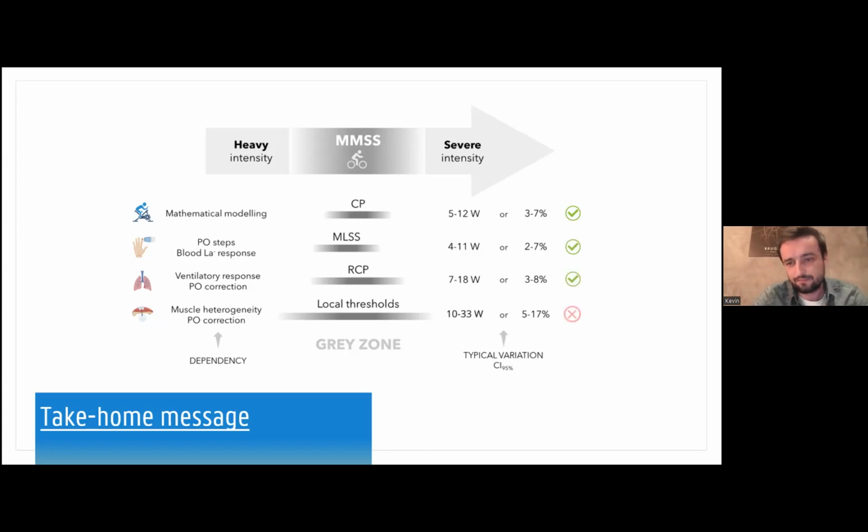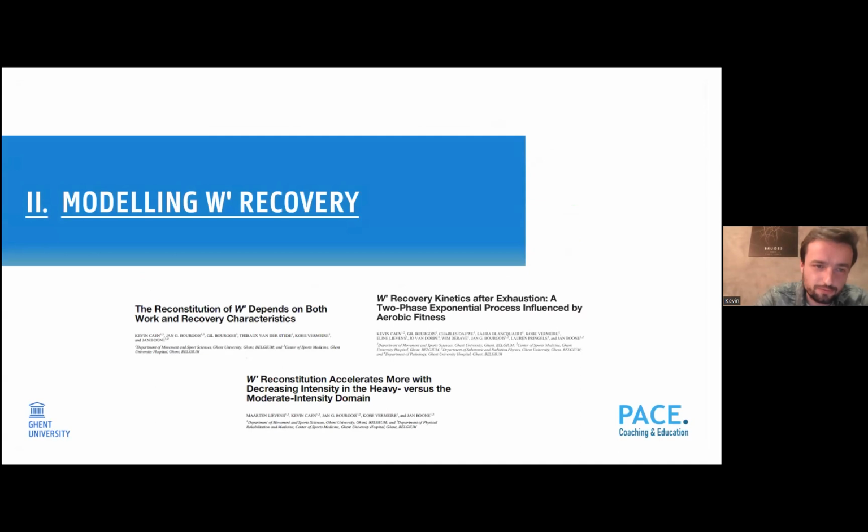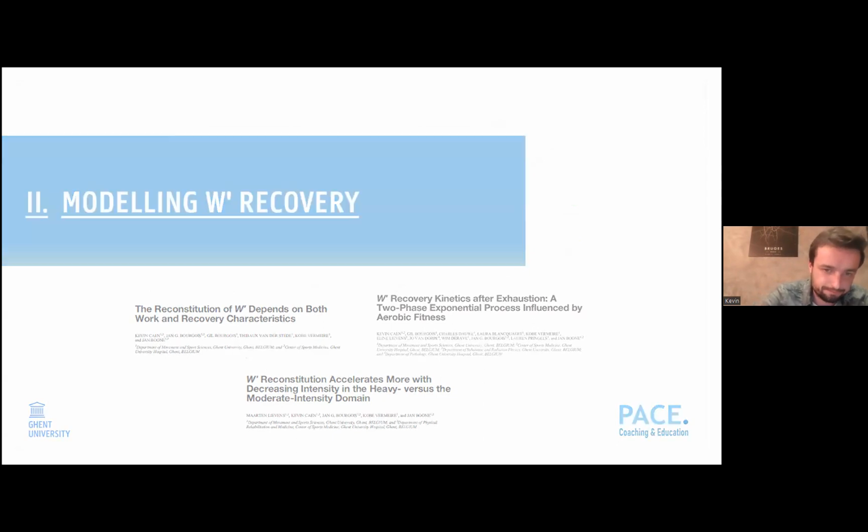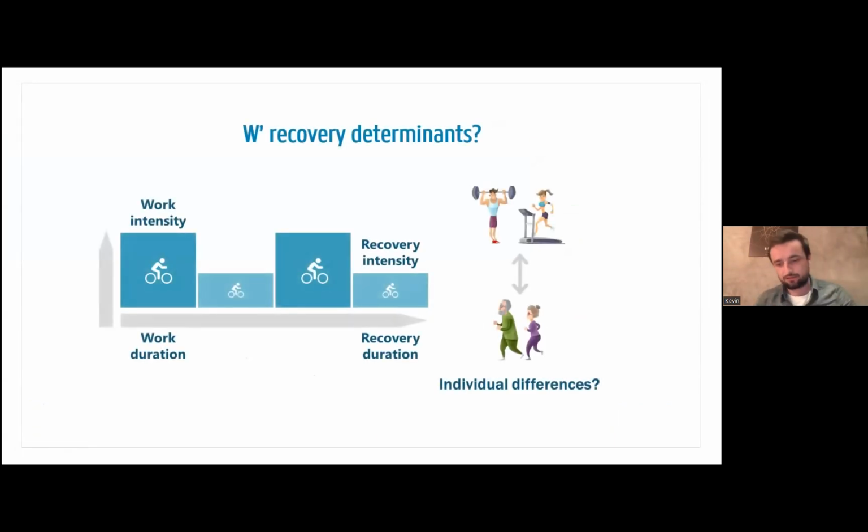But I should move on to part 2, which is maybe a bit more interesting for the data scientists among the audience: modeling of the W prime recovery. I picked out 2 studies that we performed on W prime recovery. If you think back to the formula I presented, the W balance model, the prediction of W prime was dependent on recovery duration, just an exponential pattern, and recovery power output, which is incorporated in that DCP, as you remember.